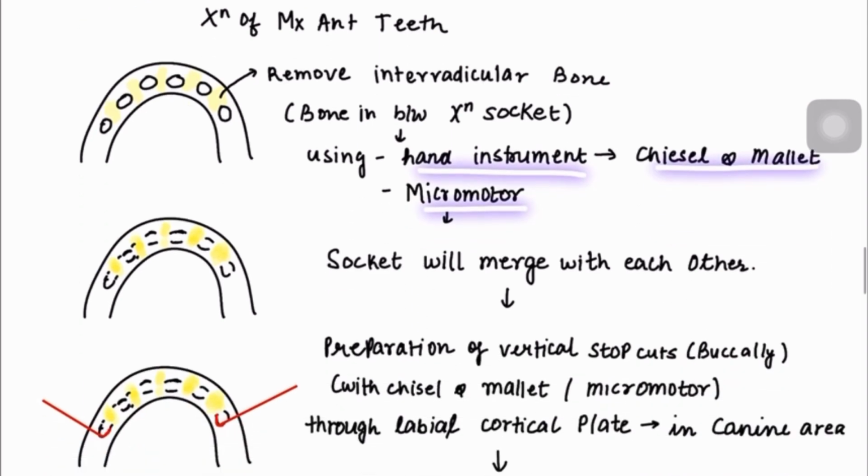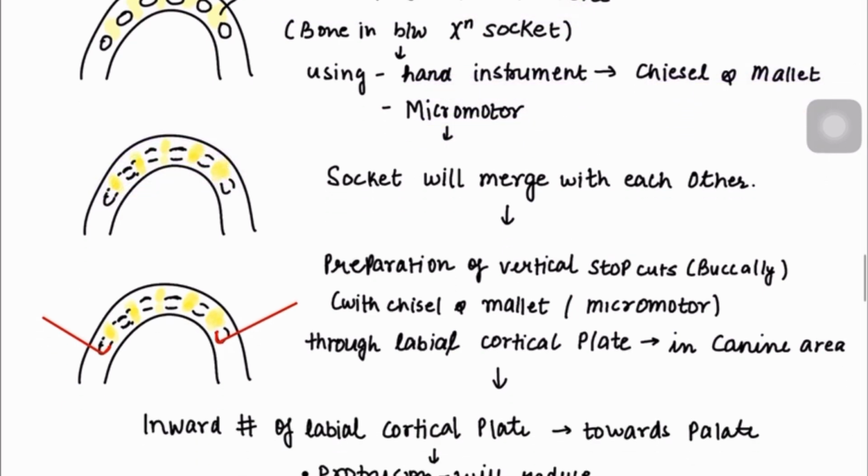And the sockets will merge with each other. After this, we will prepare vertical stops. How will these vertical stops be prepared? Through the labial cortical plate in the canine area with the chisel and mallet or with a micromotor.